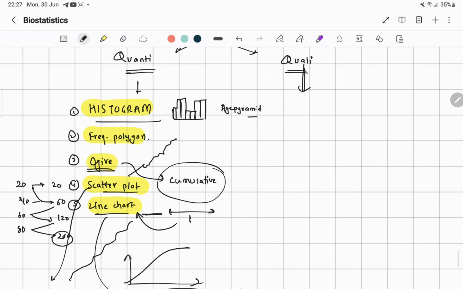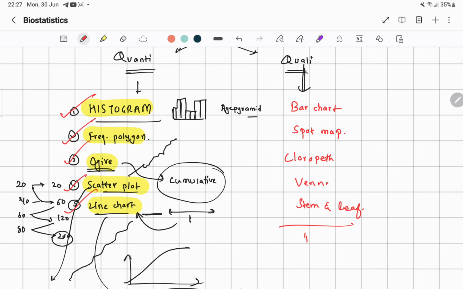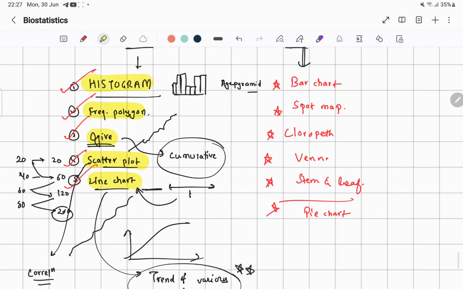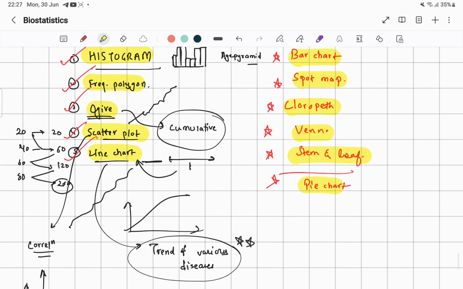Qualitative data can be represented. This is quantitative: histogram, frequency polygon, ogive, scatter plot, line chart. For qualitative data we can use bar chart, spot map, chloropeth, Venn diagram, stem and leaf, and pie chart also. Okay, and forest plot also. Forest plot basically is used in meta-analysis. That is not much important.